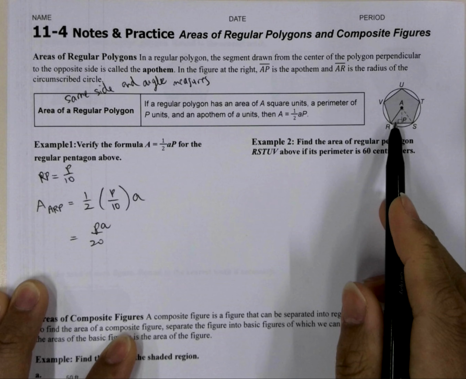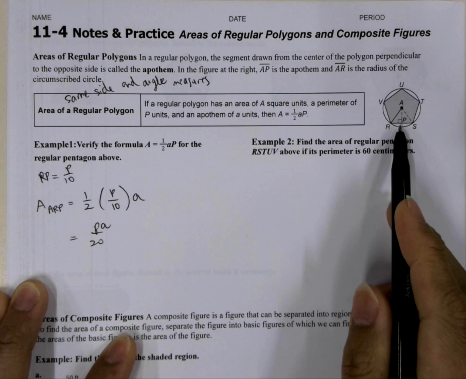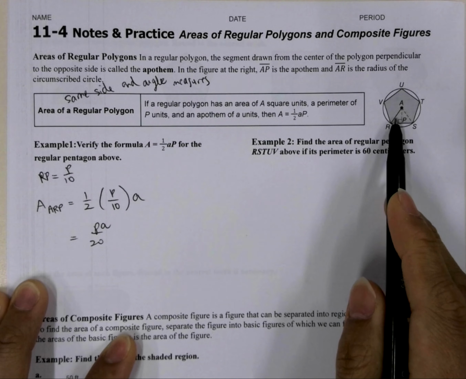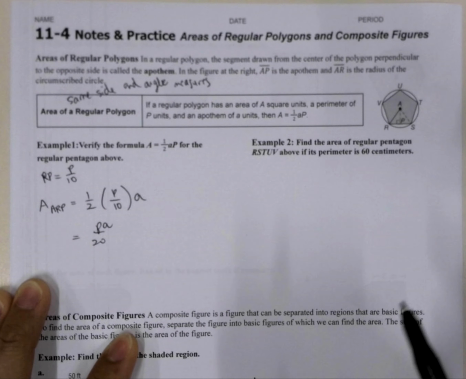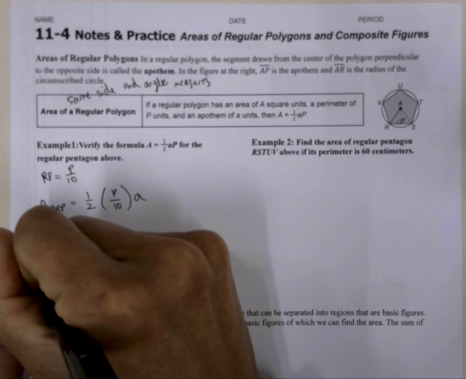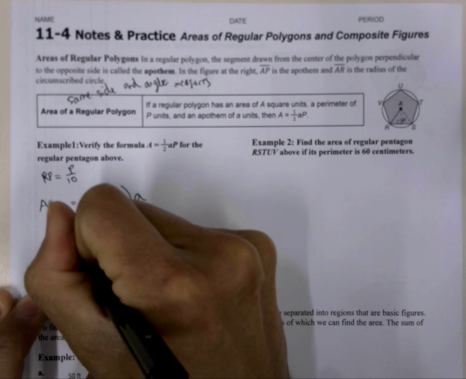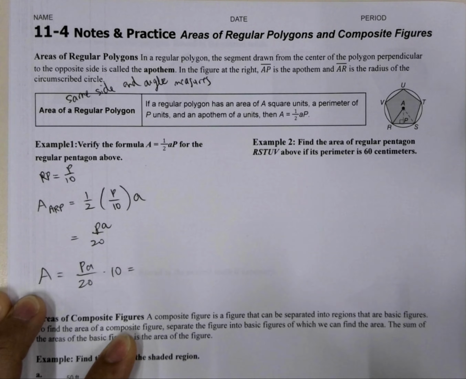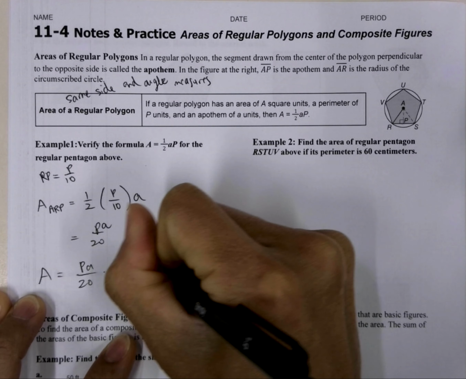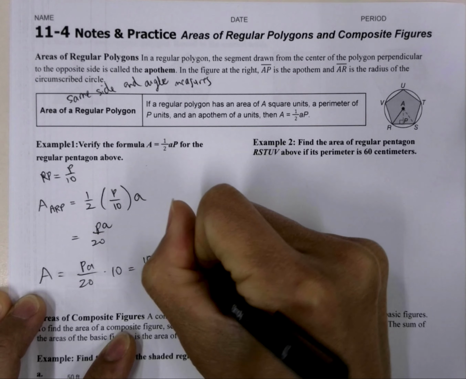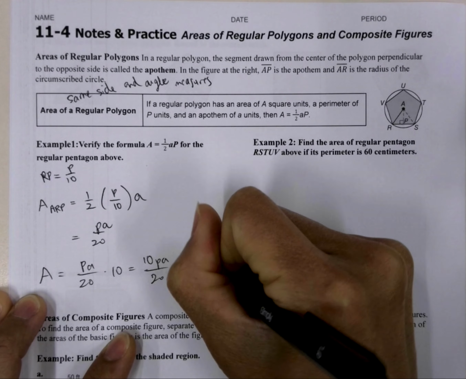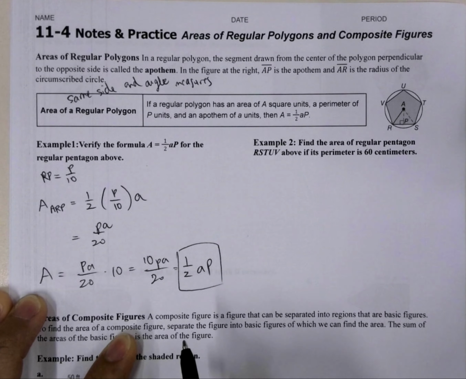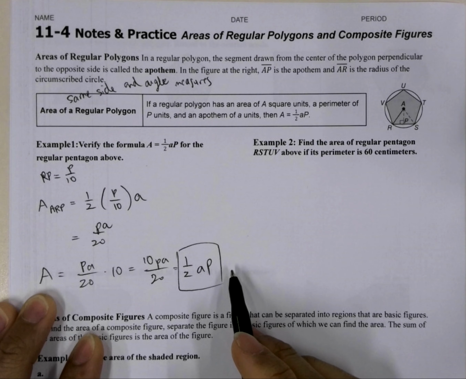And so we need to take the area of ARP and multiply that by 10, because there are 10 such triangles in this regular polygon. So the area of the polygon is equal to PA over 20 times 10. And that will simplify to 10 PA over 20, and that simplifies to 1/2 A times P. Right. So we've shown that to be the case, which is great.